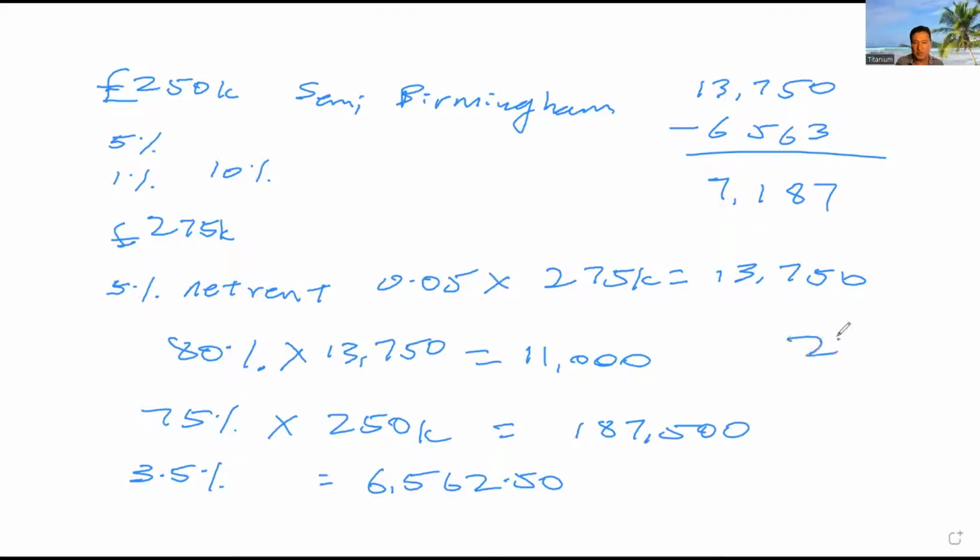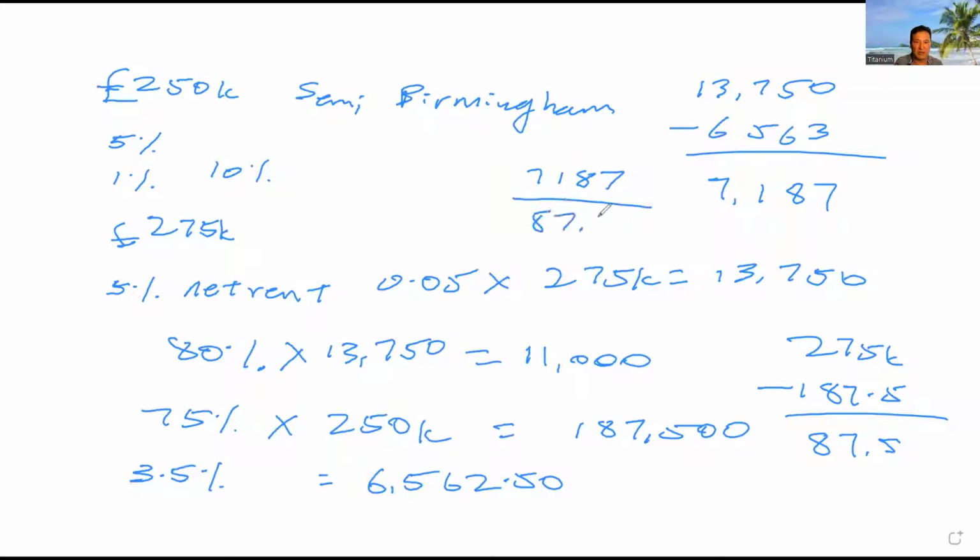So 7,187, you divide by the money left behind. How much did you spend? 275,000 minus your loan, 187,500, is actually 87,500. So your net profit based on rental alone is 7,187, divided by 87,500 money left behind. It's actually 8.2%. That's higher than REITs, isn't it? Per year, just on rental income alone.